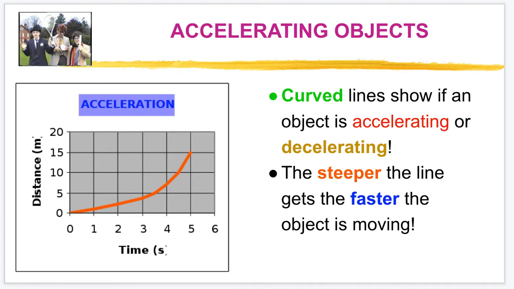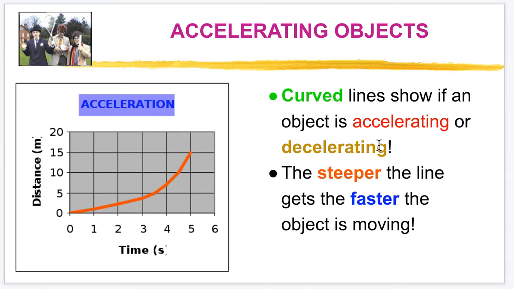Sometimes we will see an acceleration on our graph. So that is this curved line. Now, if it's curving steep or up, that means it's accelerating. The steeper the line gets, the faster it's moving. So here we can see at 1 second, we're maybe at 1 meter, 2 seconds, maybe 2, 3 seconds, maybe 4, 4 seconds, maybe 7, 5 seconds, they're at 15. So they started going way faster.